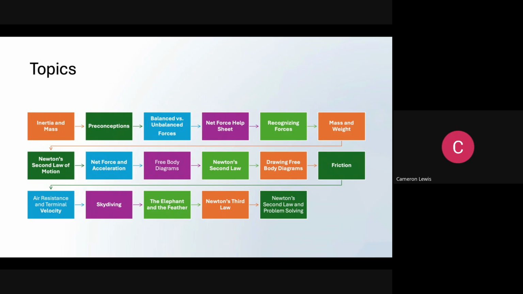I'll spend some time on free body diagrams, go back into Newton's second law, drawing free body diagrams, and speak a lot about friction, which is a very big force. Then that leads us into talking about air resistance and terminal velocity, which then brings us into the phenomenon of skydiving. And then we'll do some pairing, talking about the difference between the elephant and the feather.